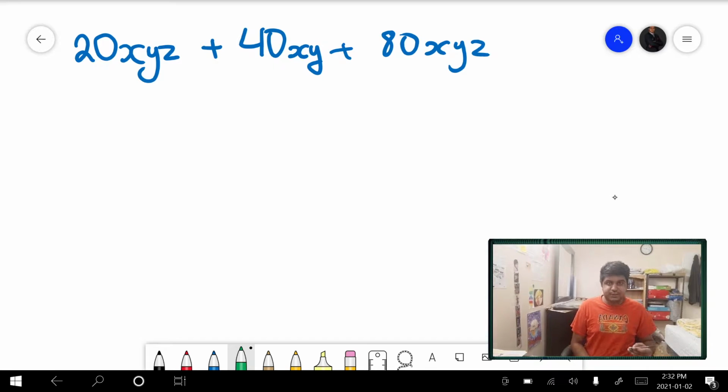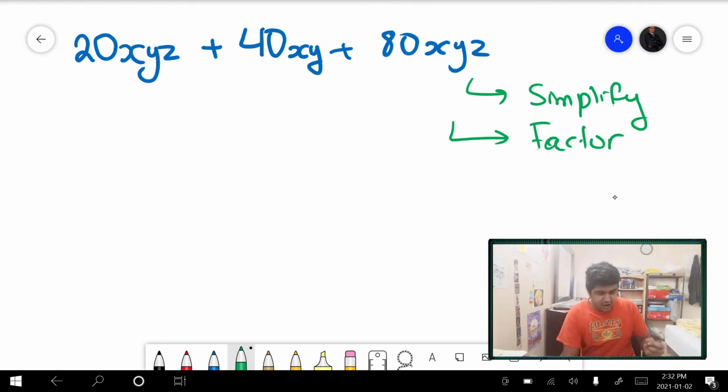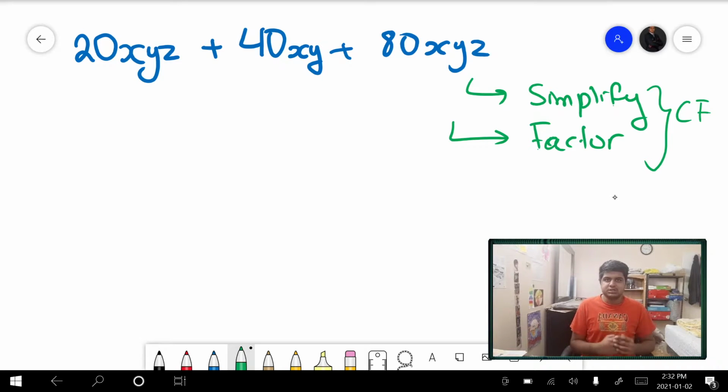Normally, if we're expected to common factor, you will see terms in the question that look like this. Maybe it says simplify, or maybe it says factor. In either of these cases, you must apply the common factoring technique, right? So what is this common factoring technique and how is it going to help us? Well, let's go through how exactly we want to get this done.